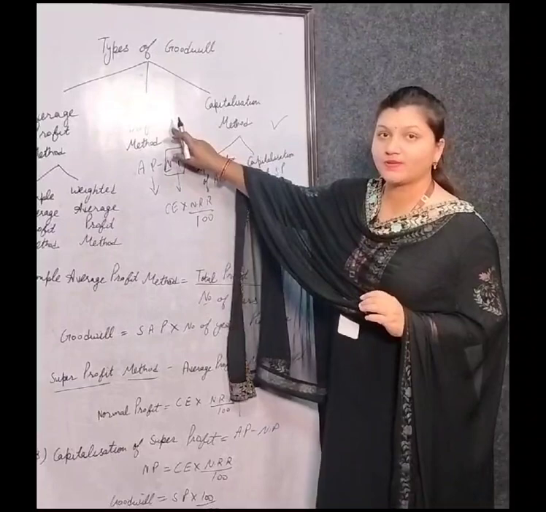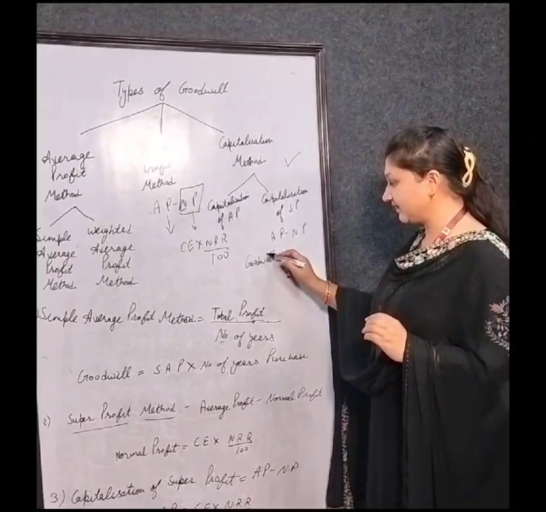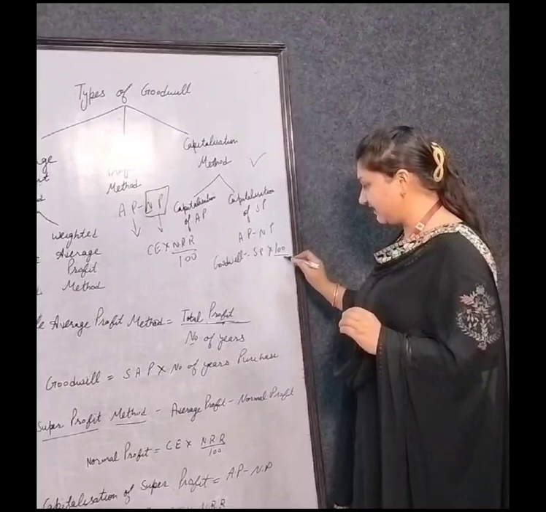One thing is changed. Goodwill is equal to super profit multiplied by 100 divided by normal rate of return. Clear?